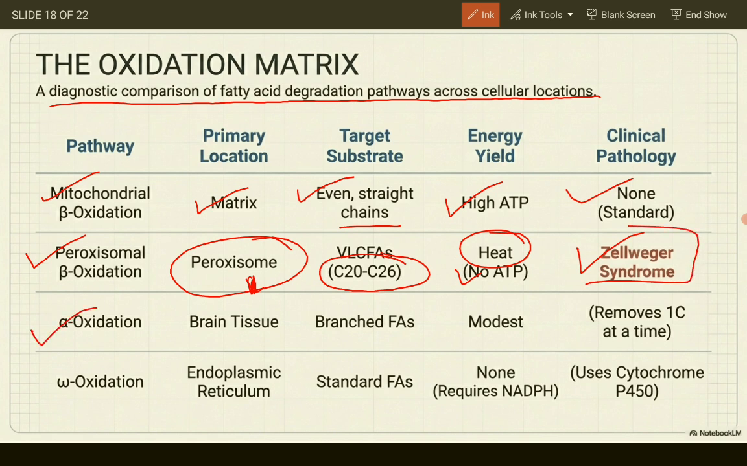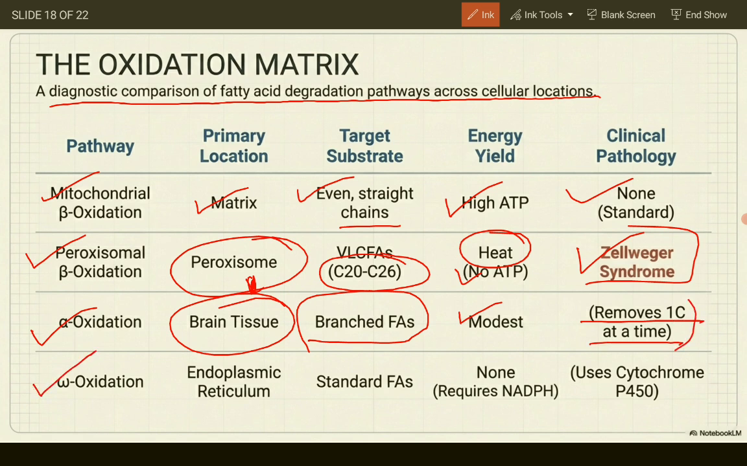In the case of alpha oxidation, it happens in brain tissue. Branched fatty acids are processed. Energy yield is less than beta oxidation, and it removes one carbon at a time; at each cycle, only one carbon is removed. Then there is omega oxidation. It happens in the endoplasmic reticulum. Standard fatty acids can undergo this, and it doesn't require NADPH, it uses cytochrome P450 instead.